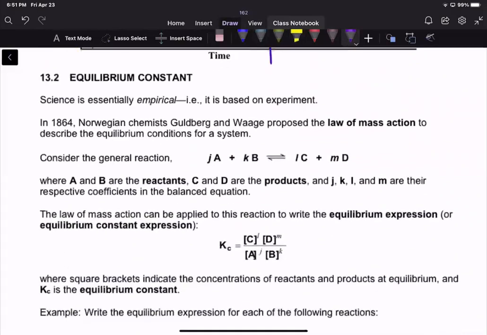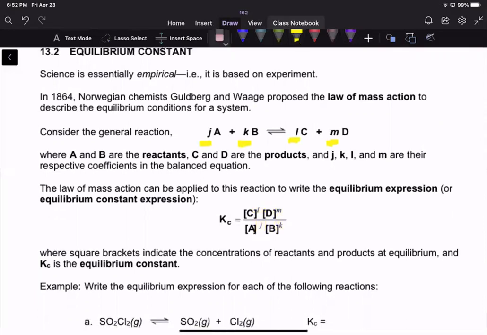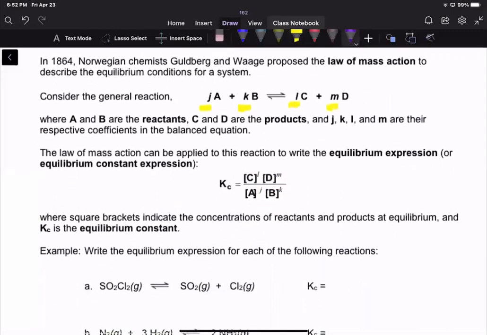Okay, so let's introduce the equilibrium constant. For the general reaction shown, there's the law of mass action, which is describing the products over the reactants using those coefficients from the equation to indicate the powers of dependence on those concentrations. And the concentrations here, the square brackets, indicate molarity.